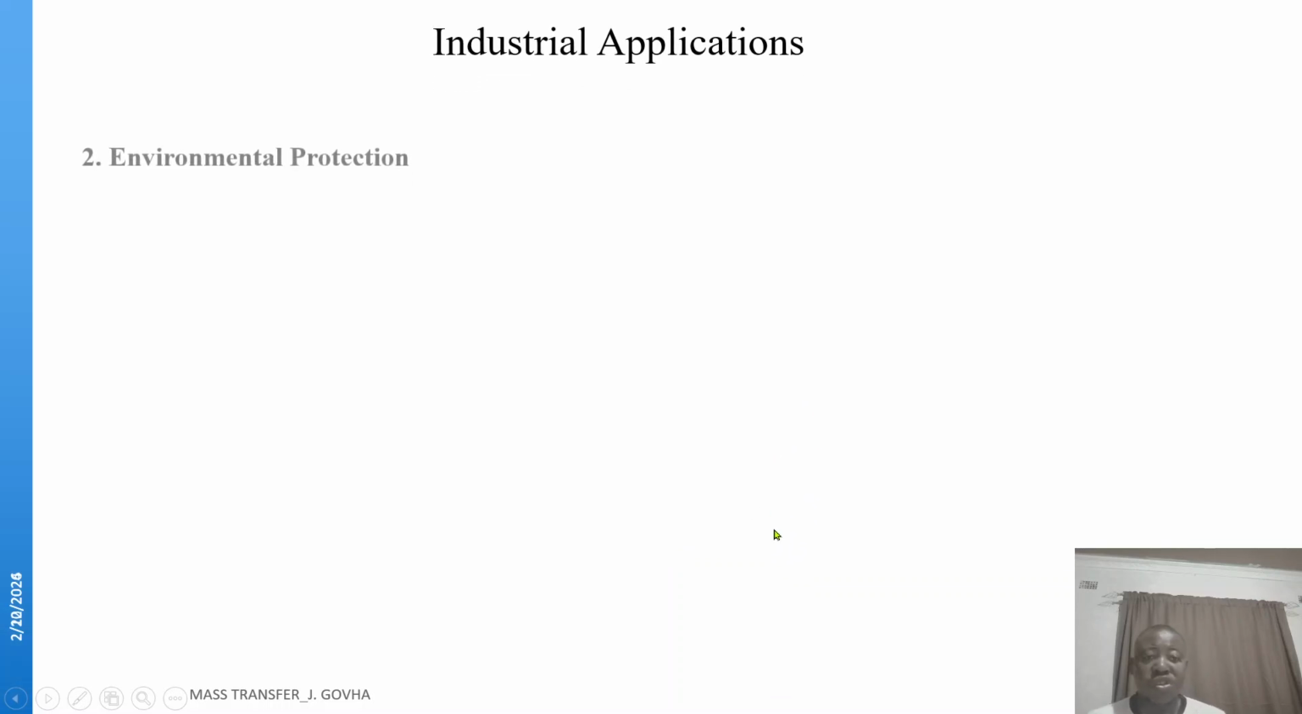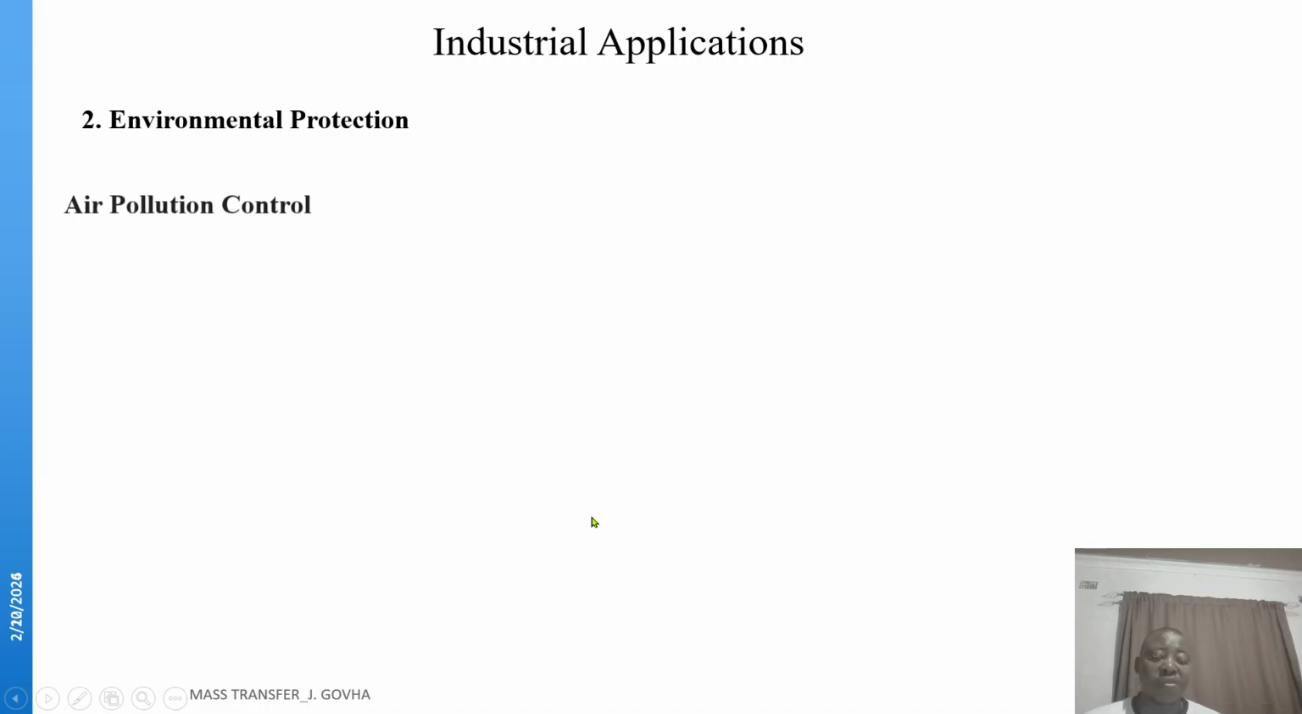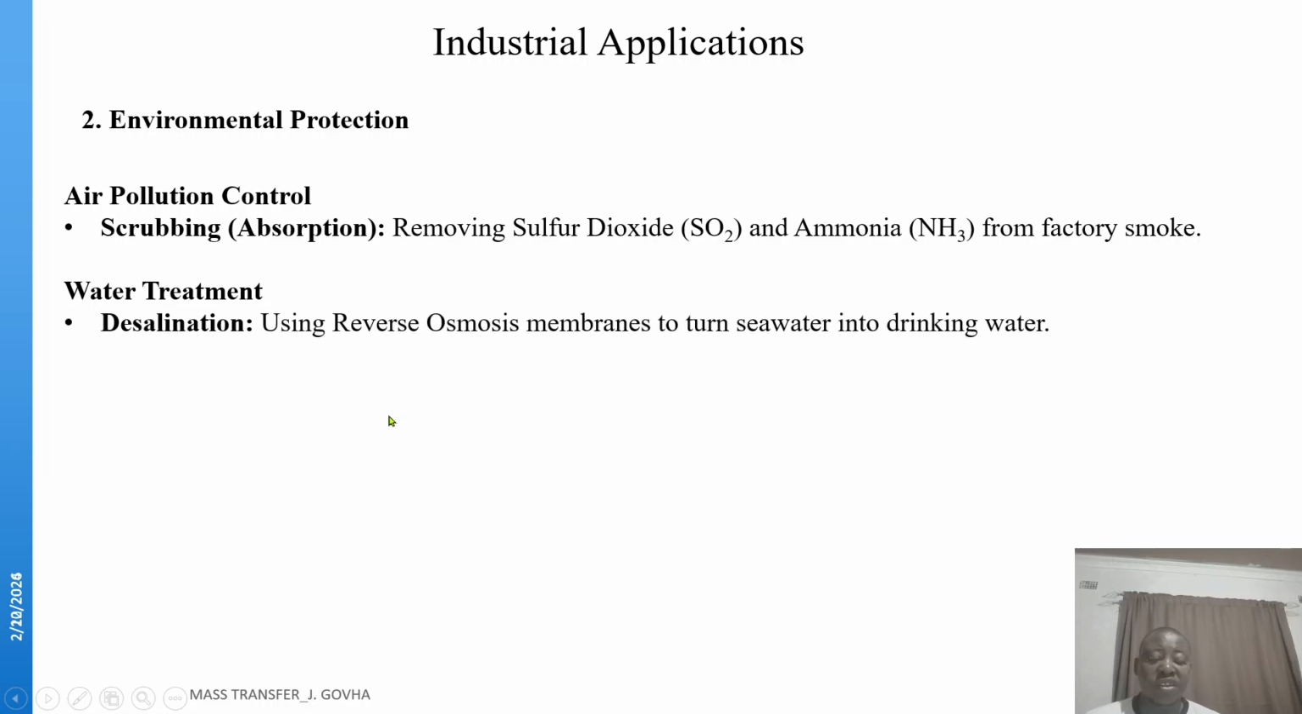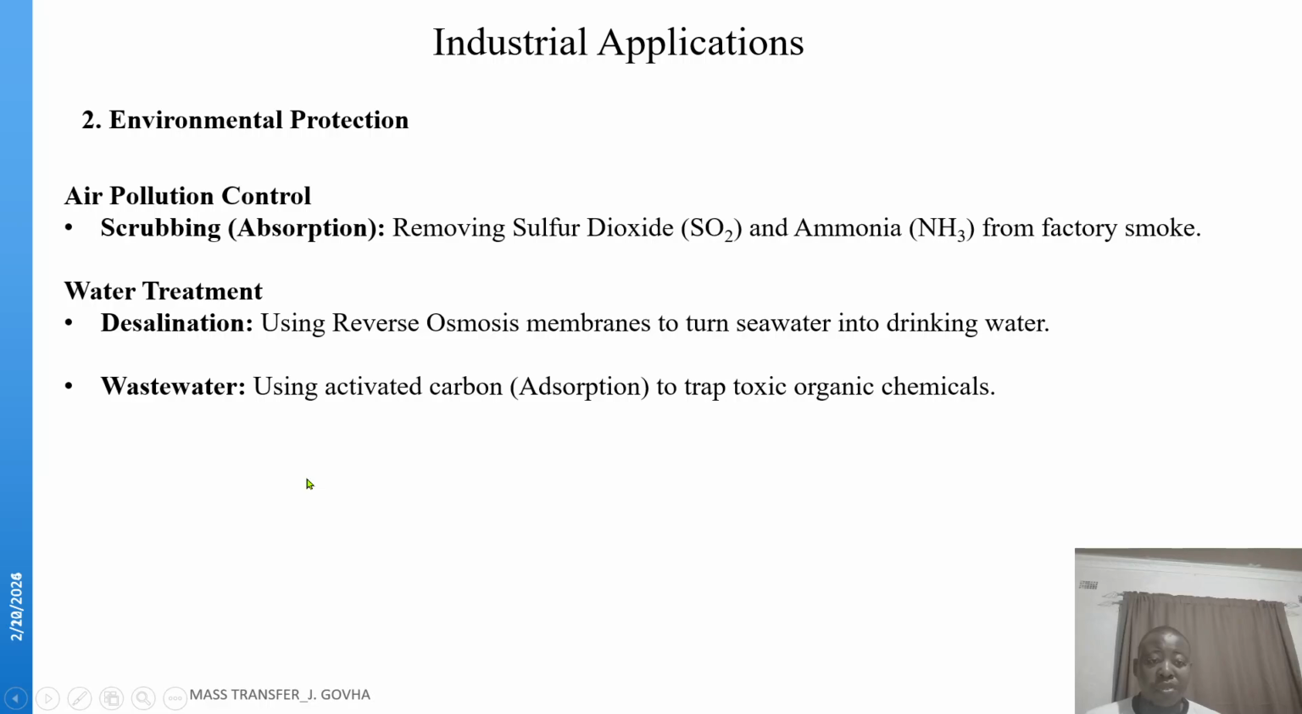Then, as we continue, we look at protecting our environment. Air pollution control: we make use of scrubbing to remove SO2 and ammonia from factory smoke. Water treatment: desalination, where we make use of reverse osmosis to produce drinking water from salty sea water. Wastewater: employing activated carbon to trap toxic organics.